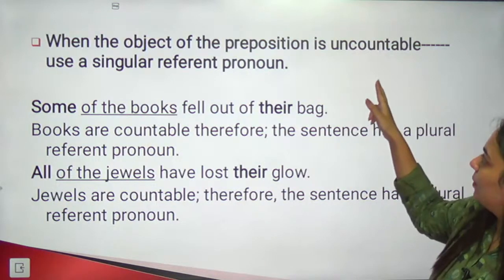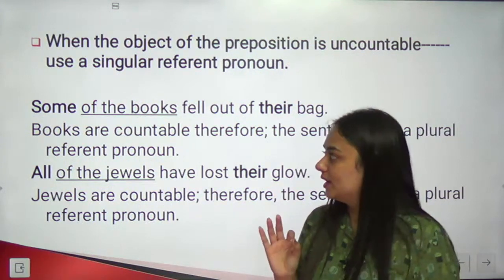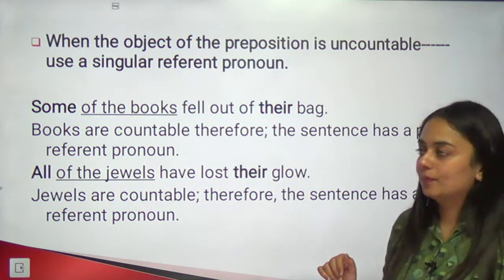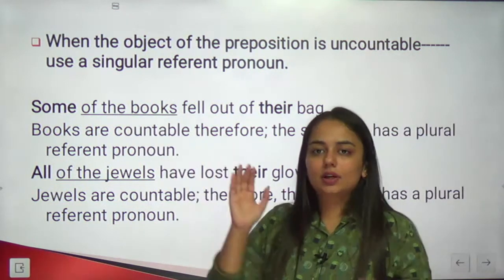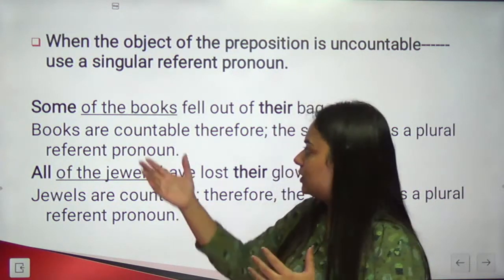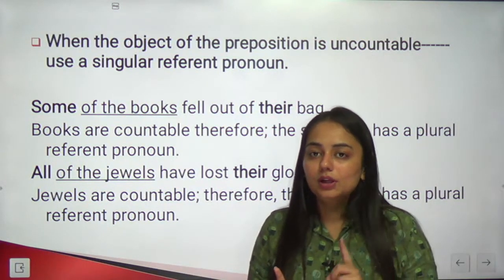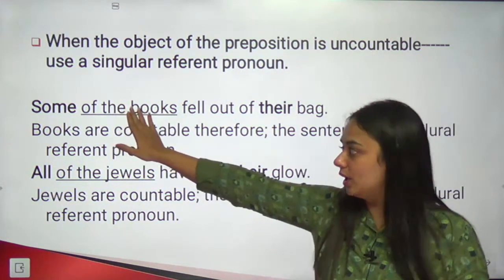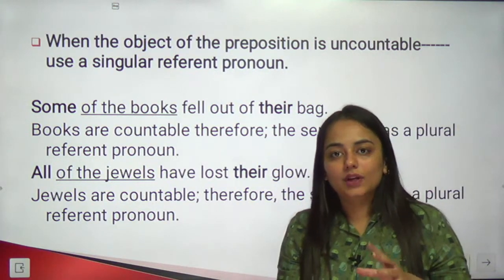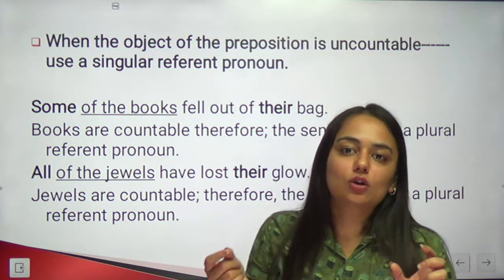When the object of the preposition is uncountable, use a singular referent pronoun. For example, some of the books fell out of their bag. Now, some of the books. Books is something that you can count. तो ऐसे indefinite pronoun जिसके बाद आपको number बताया हो and it is countable, the subject is countable, तब आप उसको plural consider करोगे. But if they say some of the sugar fell out of its jar, तो sugar is uncountable. You cannot count the grains or the speck of the sugar.